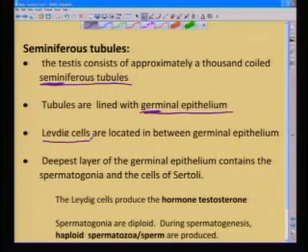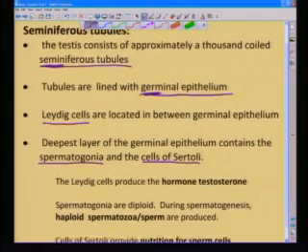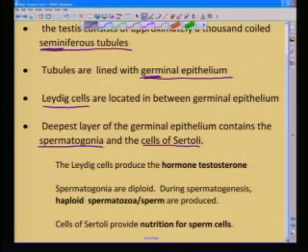Your deepest layer of the germinal epithelium contains the spermatogonia. And the spermatogonia are your main sperm cells, and also the cells of Sertoli. Now, let's look at what these cells do. The Leydig cells produce the hormone testosterone, as I've already said.